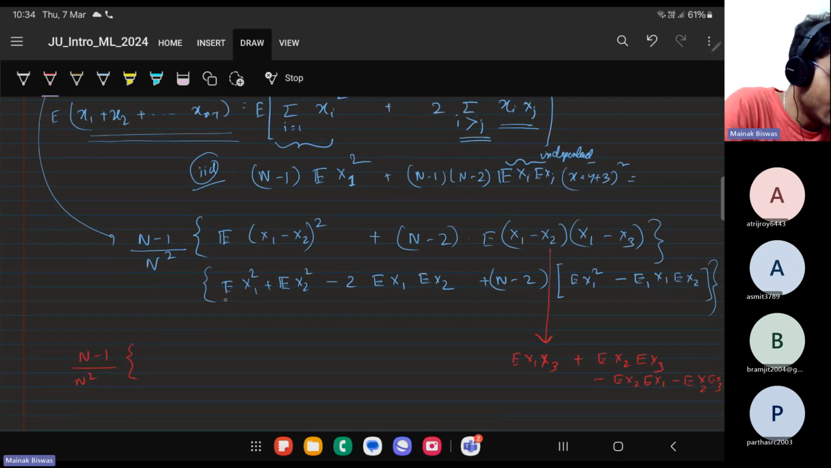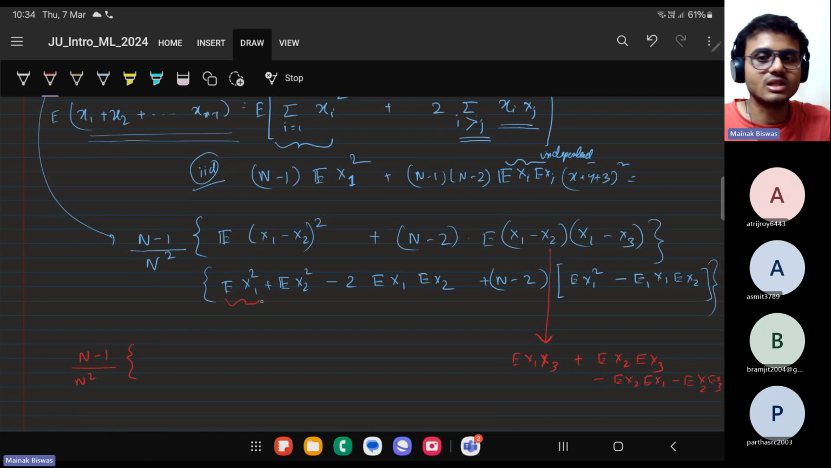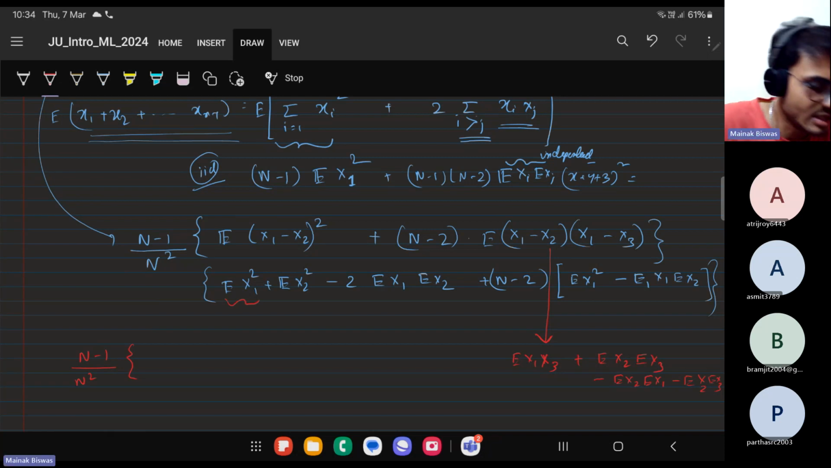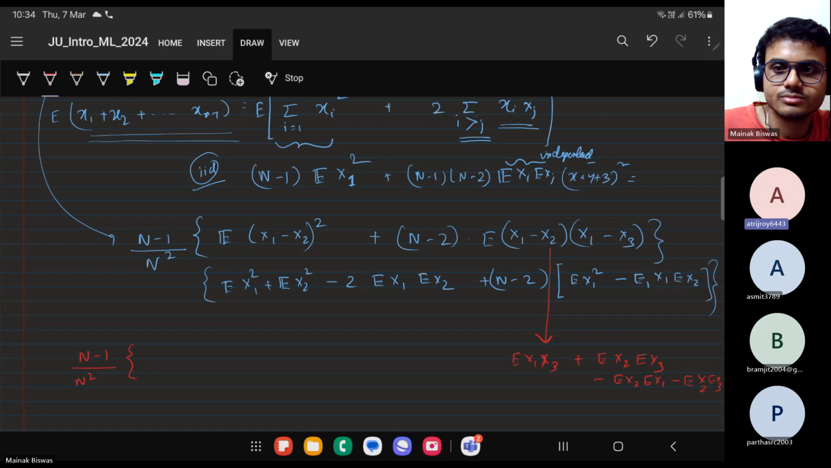Then what will you get? What are these terms? Expected value of x1 squared. This is again what? Expected value of x1 squared minus. So again, I can take linearity, right? Yes or no? x1 and x2 are still the same thing again. Yes or no? Yes, yes.